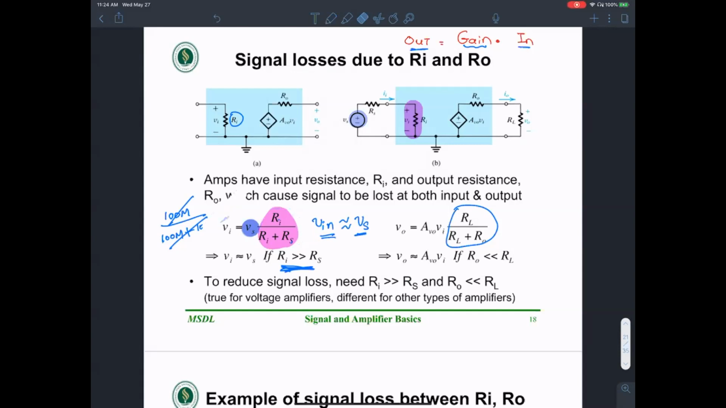So the idea is, in order to reduce the signal loss in a voltage amplifier, the input resistance of the amplifier should be much larger in comparison to the source resistance. Source resistance should be much smaller compared to the input resistance.